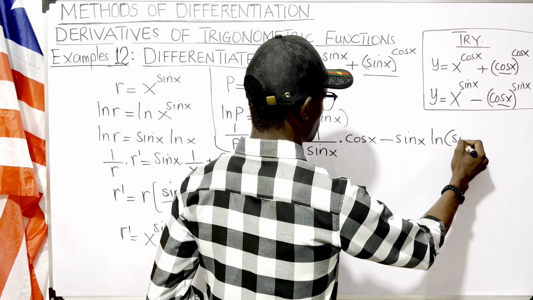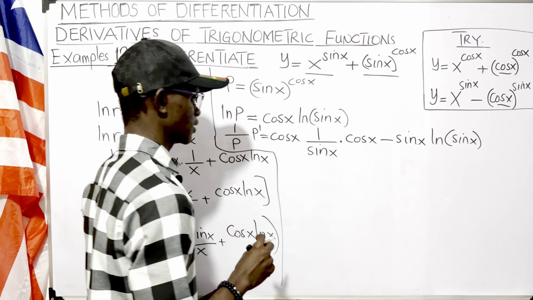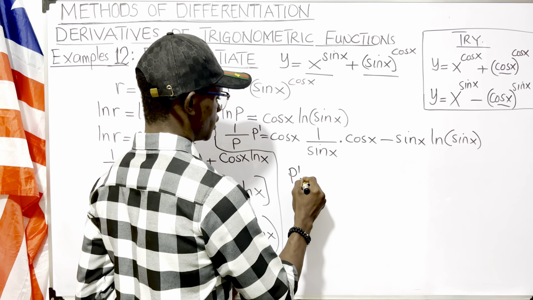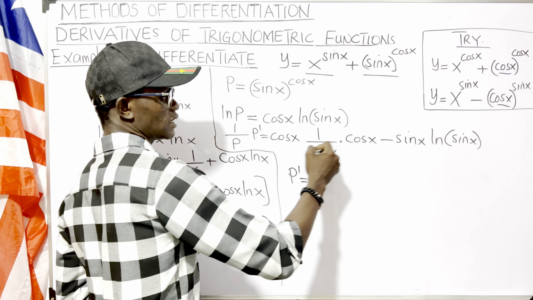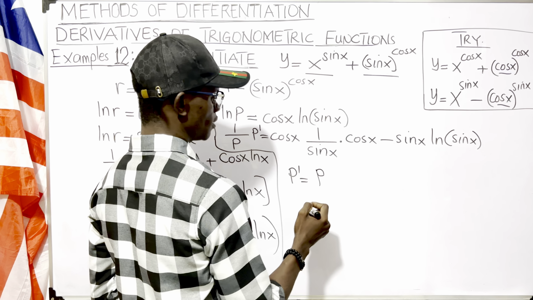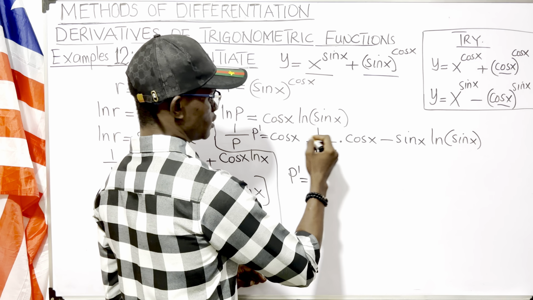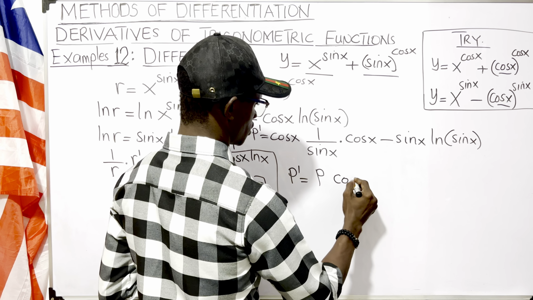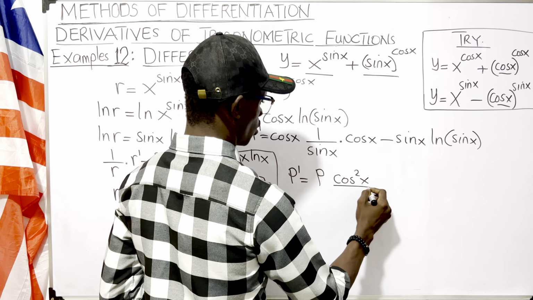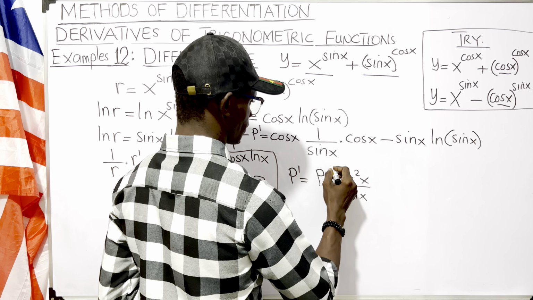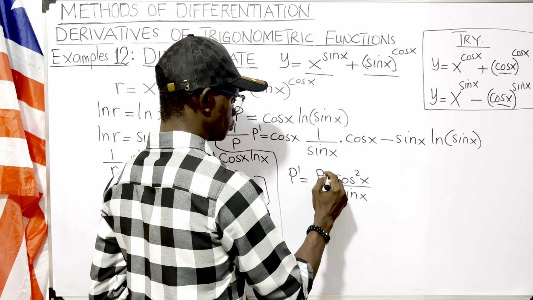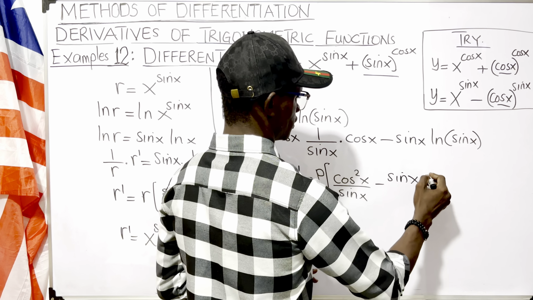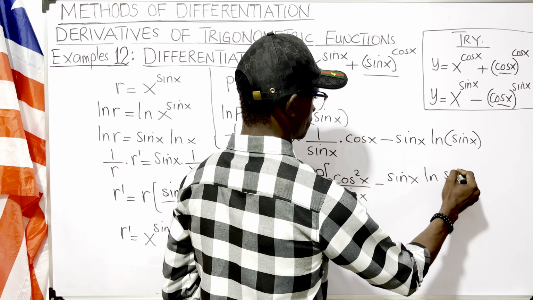So we rewrite ln of cos of x. So we can now simplify p prime. So p prime is equal to, now we know that this p will be multiplied by this entire expression. So this is cos of x and cos of x, right? So this gives us cos square x all over sine of x. And then this is minus sine of x, the ln of sine of x.